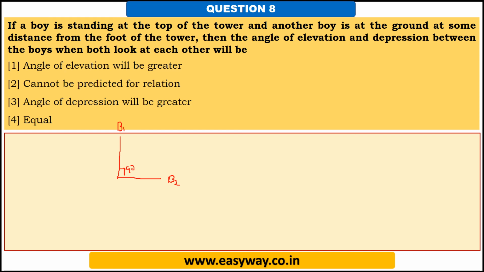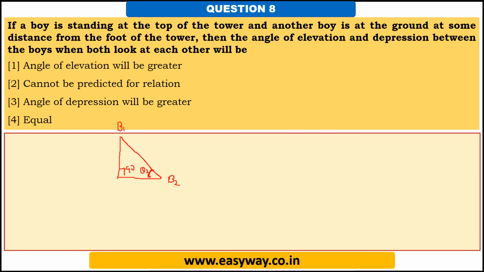We have to find out the relationship between angle of elevation and angle of depression. First we have to see what is angle of elevation and what is angle of depression. From the words you can guess that angle of elevation means it will go upward. So if I draw this line, then angle of elevation will be this part, okay.